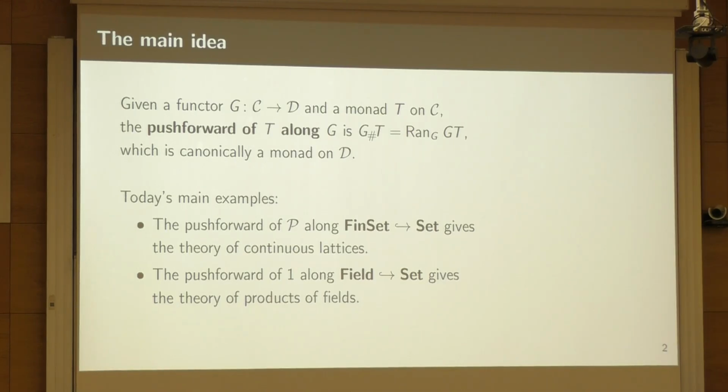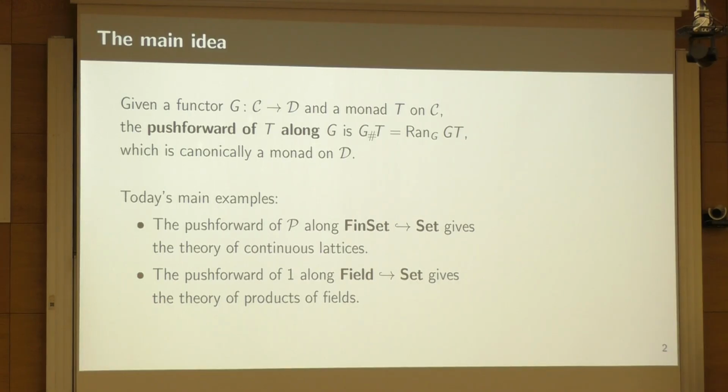So if I call my functor G and my monad T on the domain category, then the pushforward of T along G is going to be this right-hand extension of GT along G. Now it's not immediately obvious, but this has a monad structure when it exists, and that's what I'm going to call a pushforward.